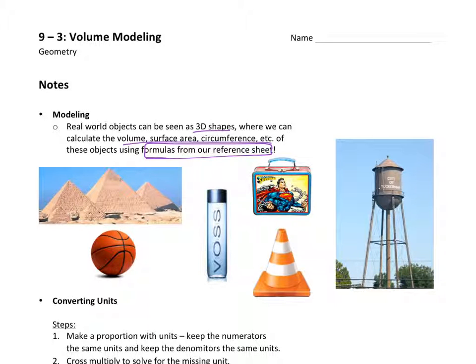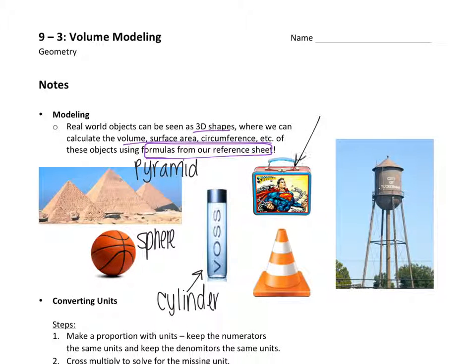So you can see in this first picture on the top left, we've got some pyramids. Those are from Egypt, but we know that we can find the volume of a pyramid using our reference sheet. Right below that we have a basketball. That basketball represents our sphere. Next to that we have this Voss water bottle. This water bottle is in the shape of a cylinder. Going up to the Superman lunchbox, we have a rectangular prism.